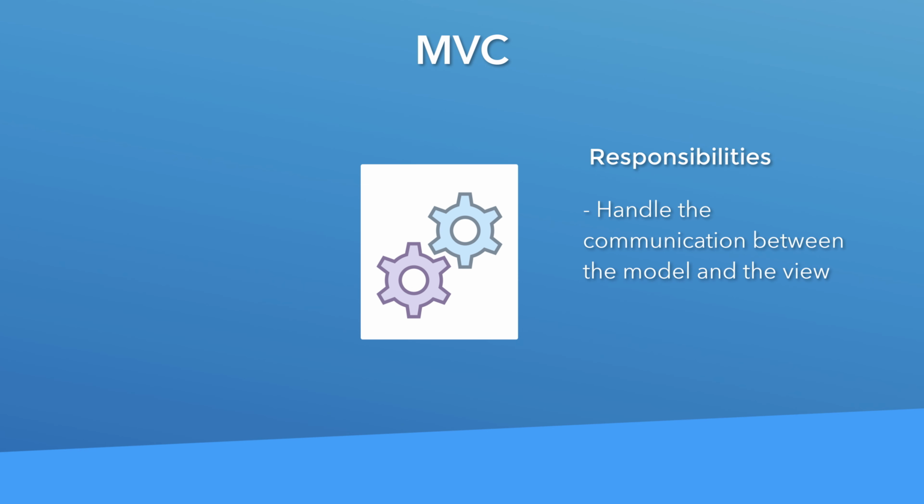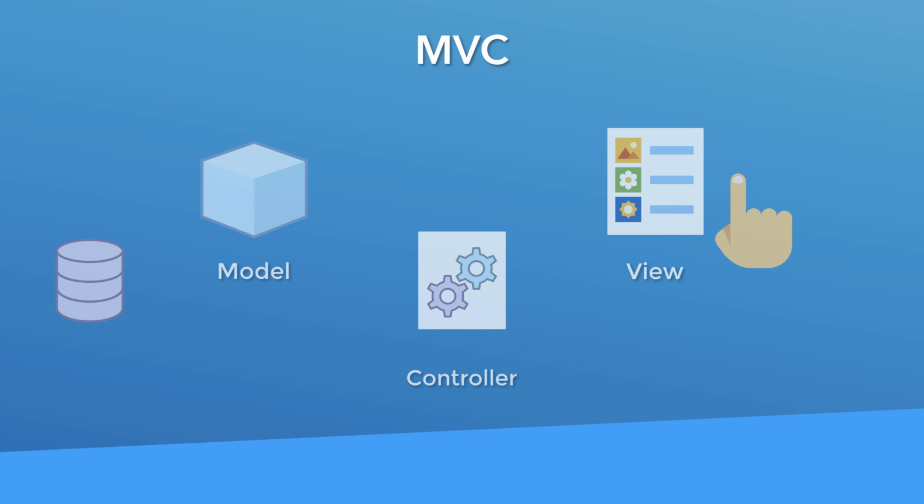Now, in between the model and the view, there is a central component in the middle, and that is what the C stands for in MVC. The responsibility of the controller is to handle the communication between the model and the view. And that communication is actually twofold. Number one, when the view detects a user interaction, such as a tap, the controller is responsible for handling it and deciding what to do with that event.